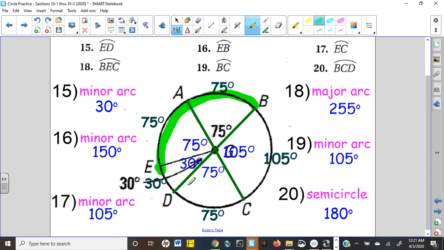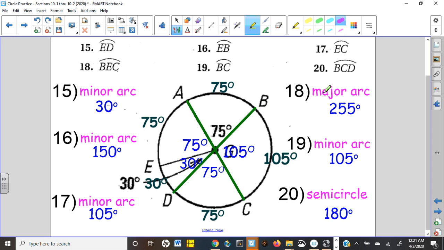What is EC? So this time, we're going from here to here. So that would be 30 plus 75 and so on. It really does help to trace these, because sometimes if you do them too fast, you don't read them correctly.